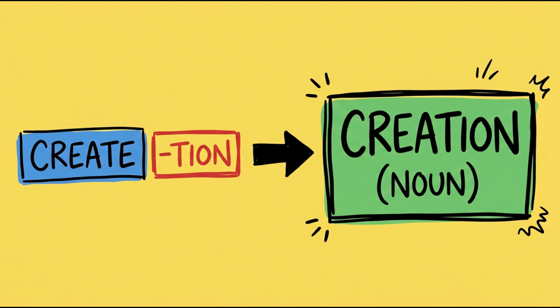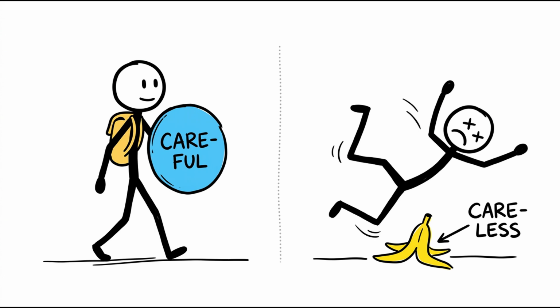Take the verb create, add tion, and it instantly becomes the noun creation. Take the verb develop, add ment, and it transforms into the noun development. Next, take the noun to adjective shifter, using endings like ful or less.